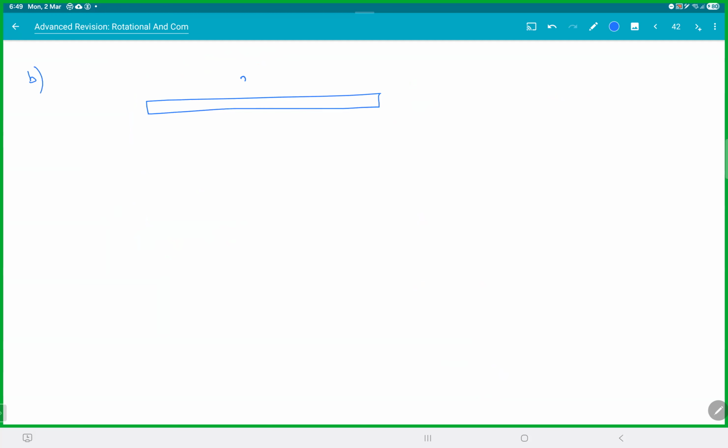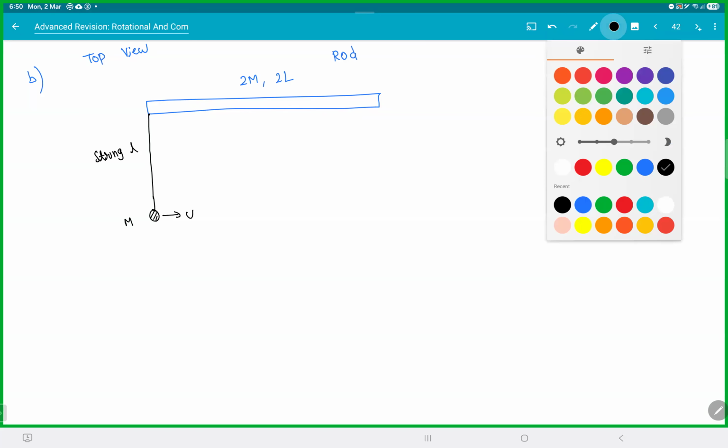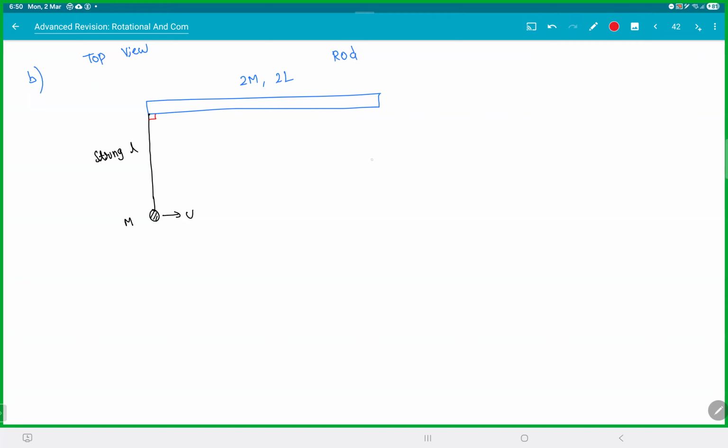We got a rod here, 2M, 2L. This is the top view. Here we have a ball of mass M. This is given speed U. This is a string of length L. This whole setup is placed on a smooth floor. Initially, this is 90 degrees. Now, if you hit this ball with U, what will happen? The rod would become something like this. The rod will start bending and this ball will start moving like this.